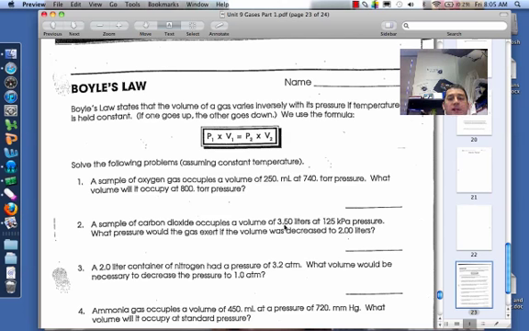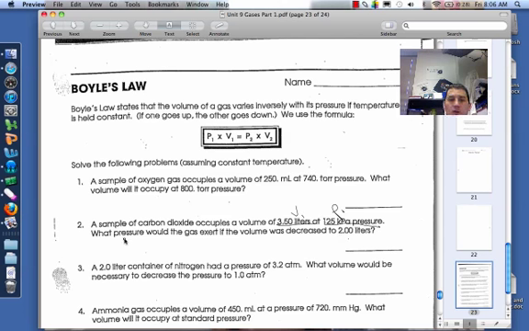A sample of carbon dioxide occupies a volume of 3.5 liters. So that's going to be our V1, at a pressure of that. That's going to be our P1. On these, it doesn't matter what form of pressure you use. If you use kilopascals, torrs, millimeters of mercury, as long as both of the units are the same, you're going to get the same answer.